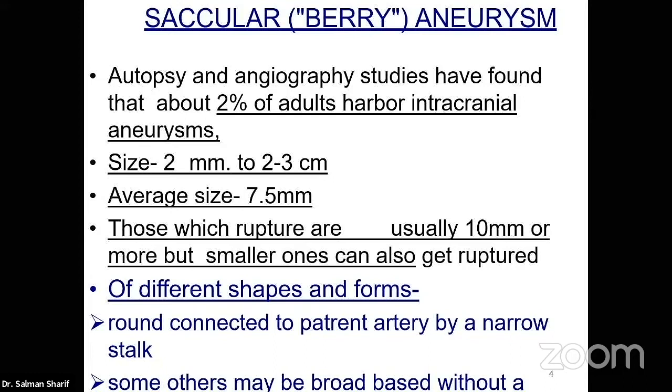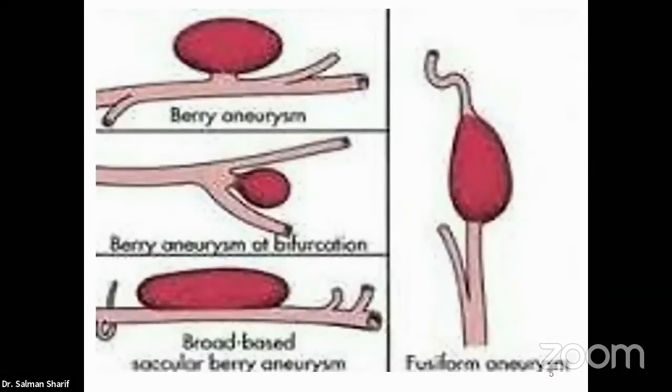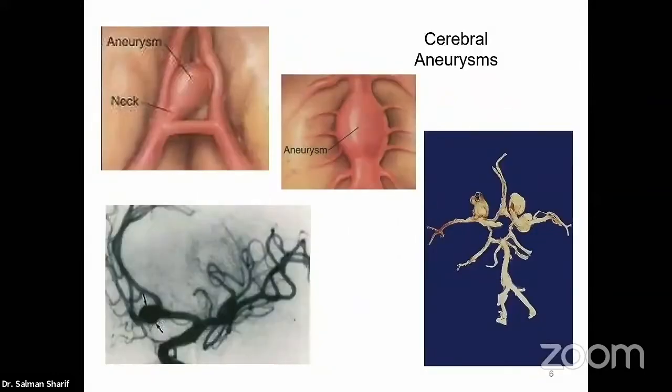Different shapes and forms: round, connected to the parent artery by a narrow stalk. This is called the neck. Some others may also be broad-based. So this is the aneurysm having a neck, and the other is a fusiform dilatation, where the aneurysm is usually elongated. These are the various types of cerebral aneurysms showing neck and fundus.